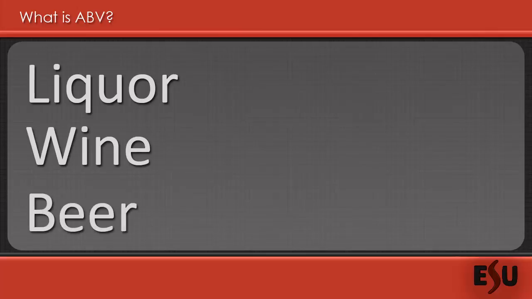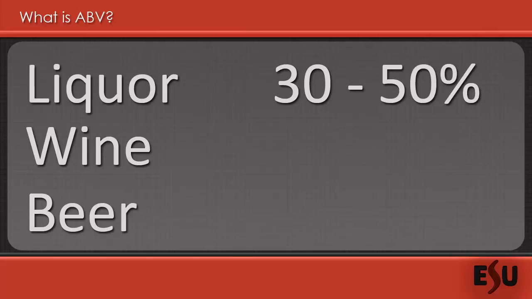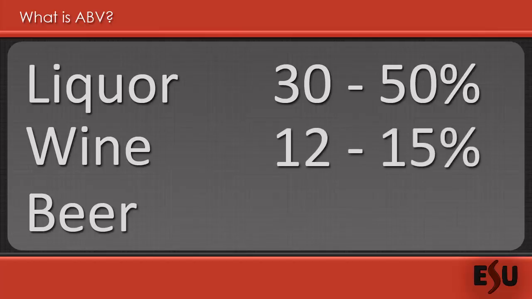On average, liquor is 30 to 50% ABV, with 40% being the most common alcohol by volume percentage for liquor. Wine ranges on average from 12 to 15% for most wine, and most beers are in the 4 to 7% range. That being said, sometimes products contain more, so be sure to check the label to find the ABV for a product.